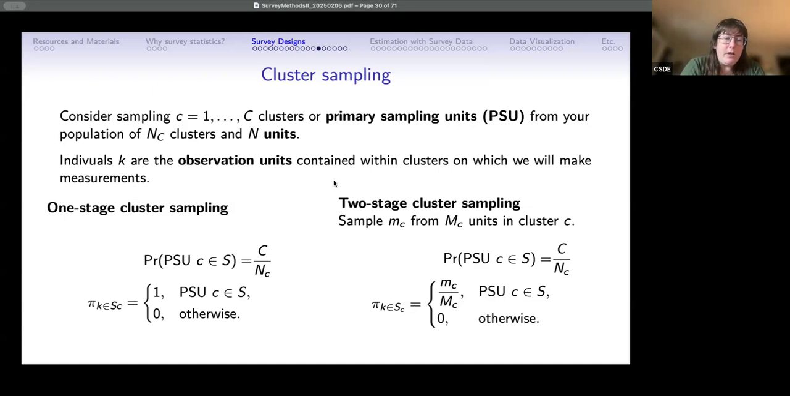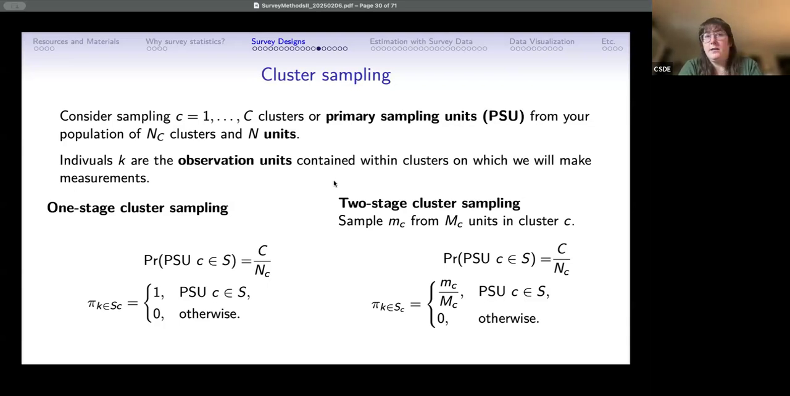So the probability that a PSU C is in our sample is just going to be the number of clusters that we sample, big C, over the number of clusters in the population, big NC. Right? We're sampling schools from a list of schools, say. In what we call one-stage cluster sampling, once we've sampled a PSU C, we sample all individuals within that PSU. So here, the pi k within a cluster C that's in our sample is always 1 and it's 0 otherwise.